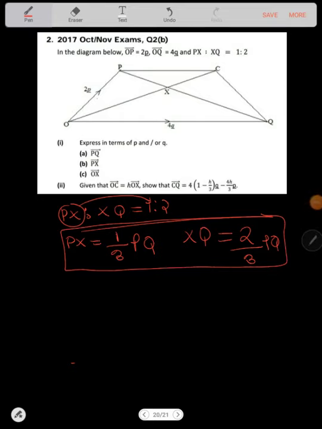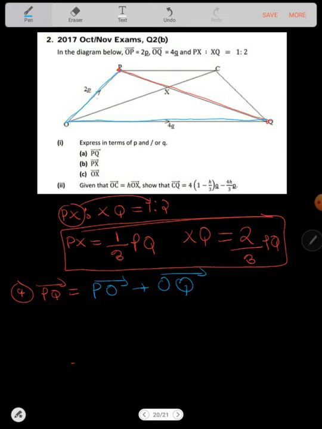So now, since we've interpreted the ratio, how can we find PQ? It says find vector PQ. PQ means you start from P and reach Q. There are only 2 steps we can move: we can move this side, and then move like that, from there to there. That movement is equal to PO plus OQ.